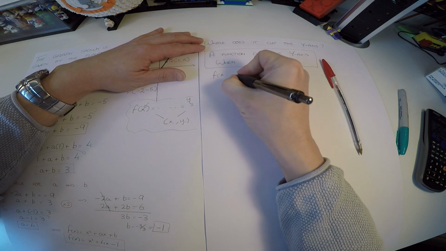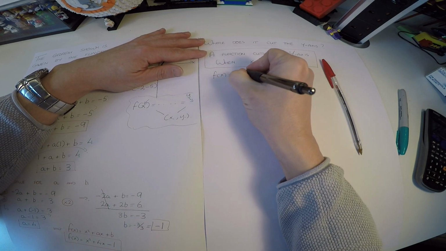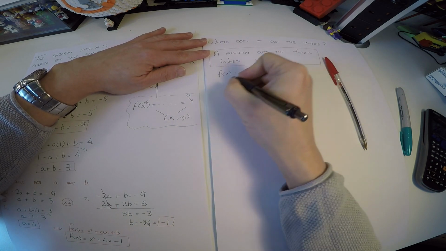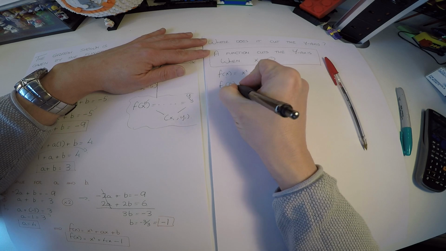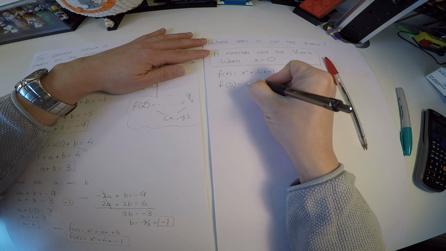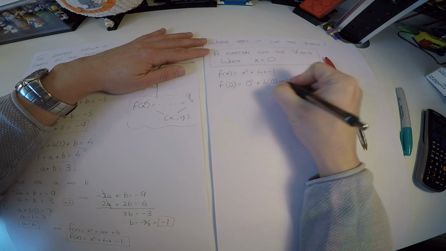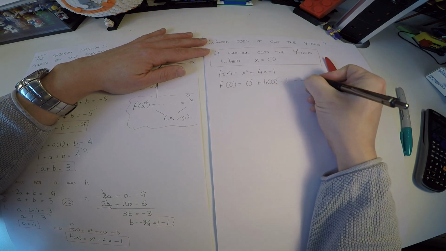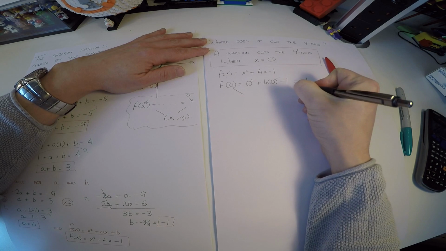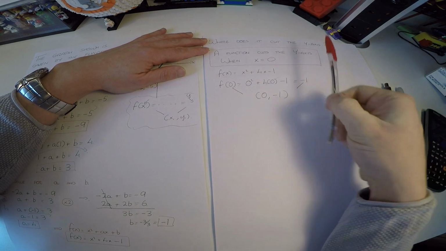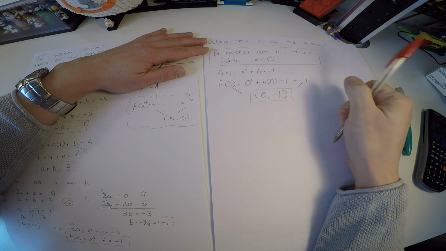So let's write out our function. We have f of x, and we just figured this out in the last part, x squared plus 4x minus 1. Therefore, when x is equal to 0, let's replace this x by 0. 0 squared plus 4 times 0 minus 1. Well, that all leaves us, there you go, just with a minus 1. So we've put in 0, we got back a minus 1, so therefore the point is (0, minus 1). That is where it cuts the y-axis.